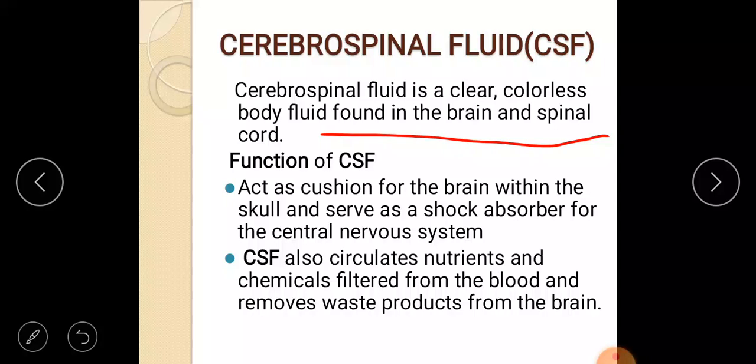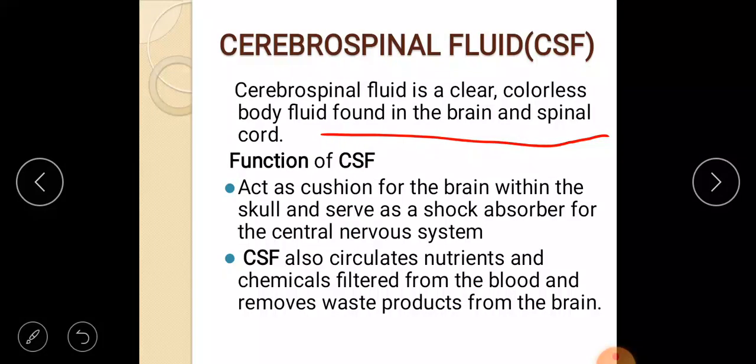It has a very important role. Questions are given in the board examination from this. Cerebrospinal fluid acts as a cushion for the brain within the skull. The brain is protected by certain protective layers known as the meninges, and in between the meninges this fluid is also present. When we bounce back on the ground or somewhere, the brain, which is very soft, can collide with the skull, which is hard. To protect it, the cerebrospinal fluid absorbs the shock and protects the brain.